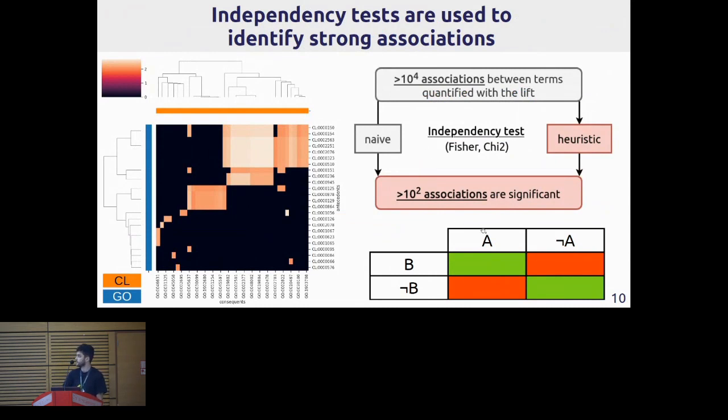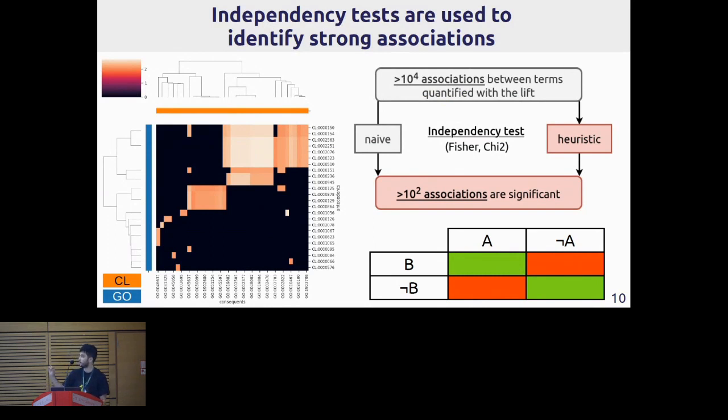But basically, the idea of an independency test is to input in a contingency table the number of genes annotated by A and B, the number of genes annotated by neither, and the number of genes annotated by only one of them. And here we want the green diagonal to be much, much stronger than the red diagonal. And if that's the case, we can reject the independency of A and B.